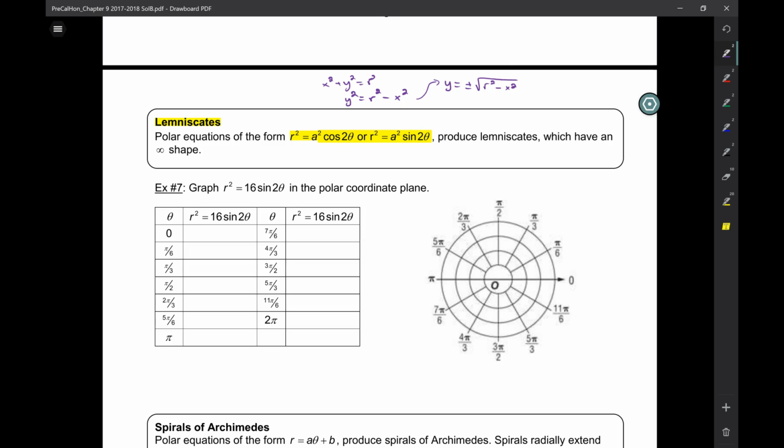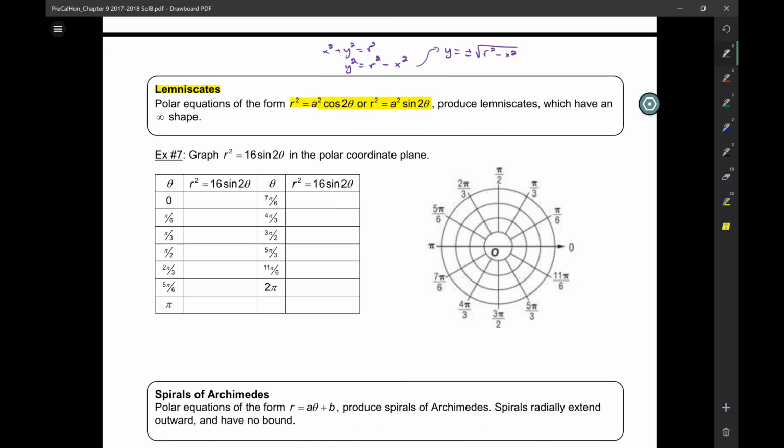This is not a circle. This is a lemniscate, so it's completely different from a circle. But I'm just getting you to get a feel for what the equation will look like algebraically. R is radius, the distance from the pole. The distance from the center out. The radial distance out, that's the radius. Okay. All right.